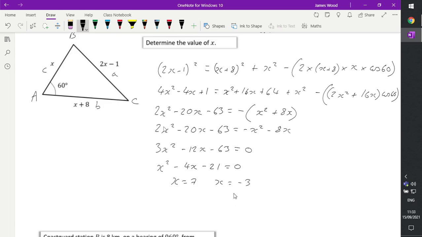Now in the context of this problem, it's a triangle with side lengths, and one of the side lengths is just x. So it's definitely not going to be x equals minus 3. We're not going to have a side length of minus 3. So the answer here is just going to be x equals 7.